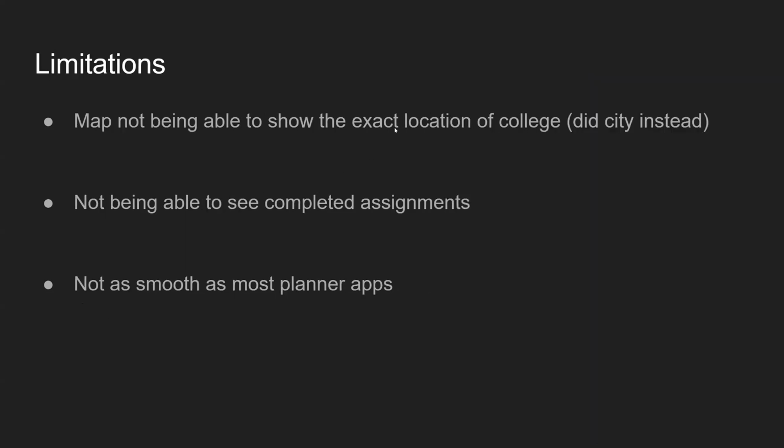So some limitations that my app has is the map not being able to show the exact location of the college. That's why I did city instead. I couldn't necessarily find a way to put in University of Texas, like Austin, and then have it bring it up because I also do have to account for people putting in abbreviations. Like for ASU, Arizona State University, people put in ASU. So I wasn't able to do that in that project, but I hope maybe to do that in the future.